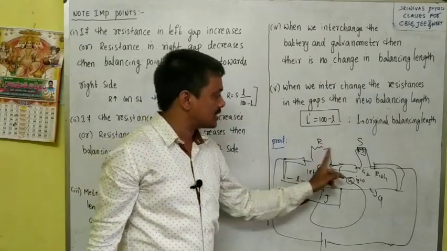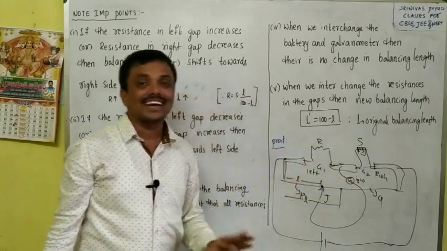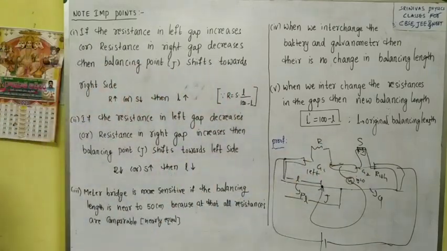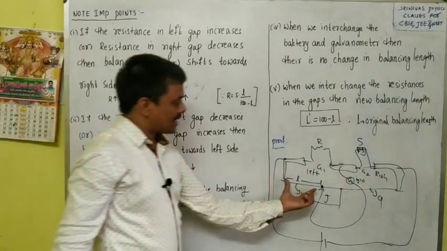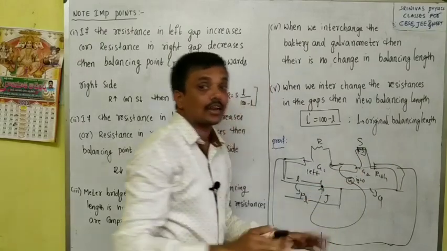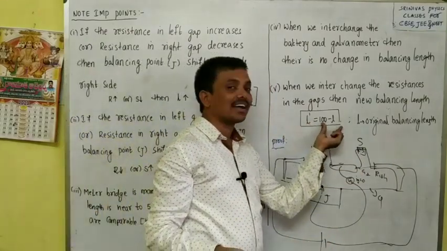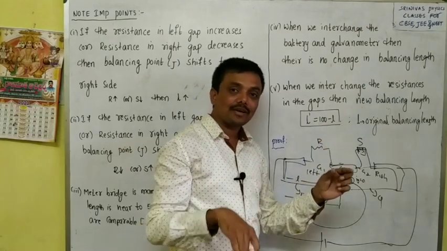But if you interchange the resistances, the left side resistance will come to the right side and the right side will come to the left side. At that moment, what happens to the new balancing length? Before interchanging, the balancing length is L. For example, S is taken to the left side, R is taken to the right side, then the new balancing length, I am taking L dash, is equal to 100 minus L. L is the length before interchanging.